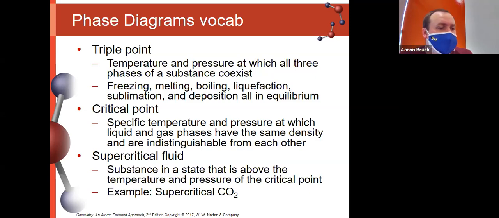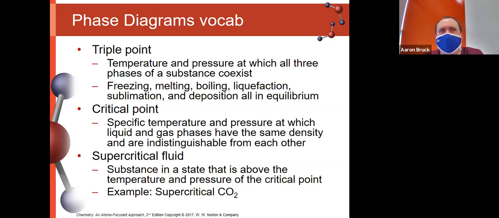Critical point. This is a temperature and pressure condition above which we no longer can distinguish between the two phases. At this particular temperature and pressure, this is the last point where we can actually see liquid and gas and see them as different from each other. Above this, what we have is something called a supercritical fluid.